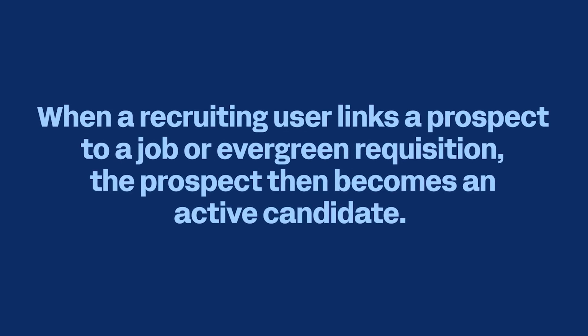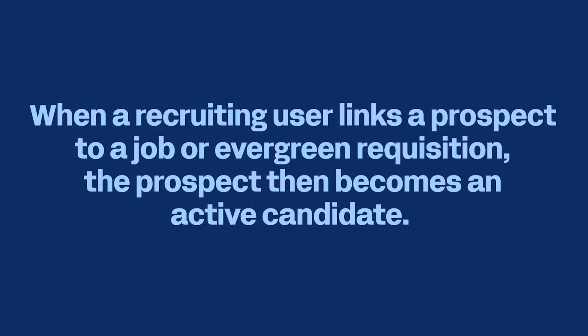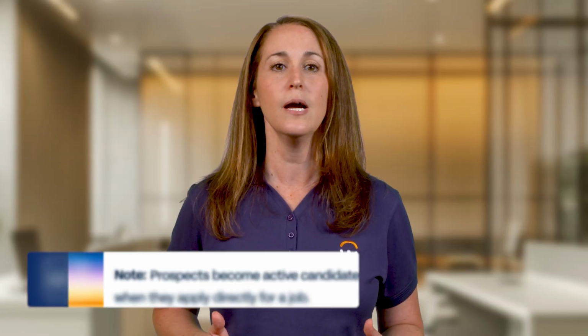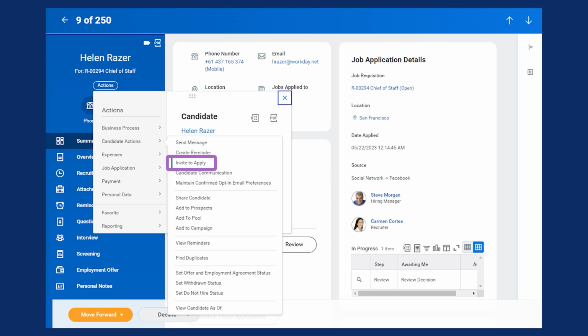A person who applies through the internal or external career site can become an active candidate. When a recruiting user links a prospect to a job or evergreen requisition, the prospect then becomes an active candidate. Additionally, prospects become active candidates when they apply directly for a job. Recruiting users can also use the Invite to Apply feature for existing prospects. This feature allows candidates to complete an application and screening questions. Afterwards, they'll appear as active candidates in Workday.